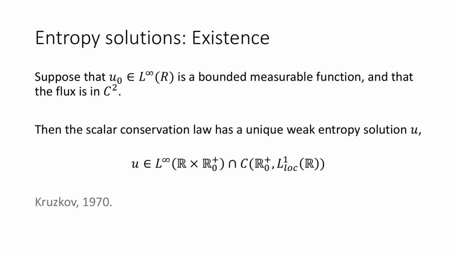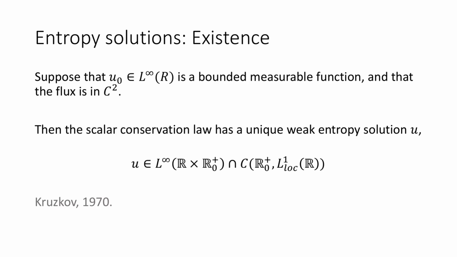So far, we've not discussed the existence of weak entropy solutions. We've seen some interesting properties, and we've seen that weak entropy solutions are unique. It is a separate result to show that weak entropy solutions actually exist. The existence of weak entropy solutions is another result proven by Kruskov in 1970. We state it in the following form.